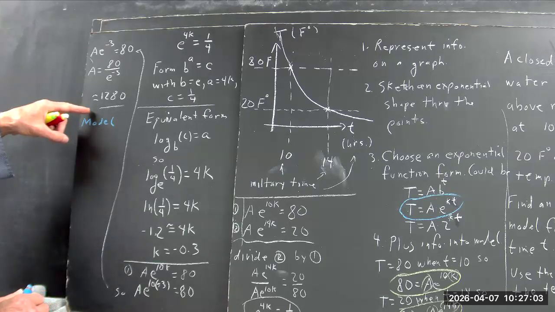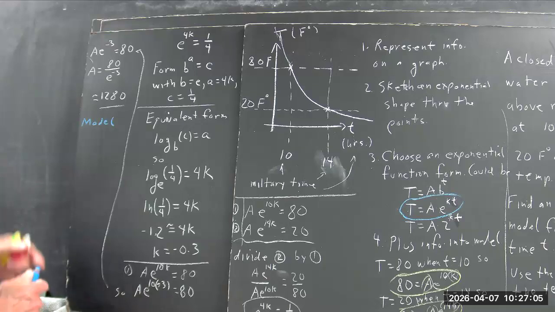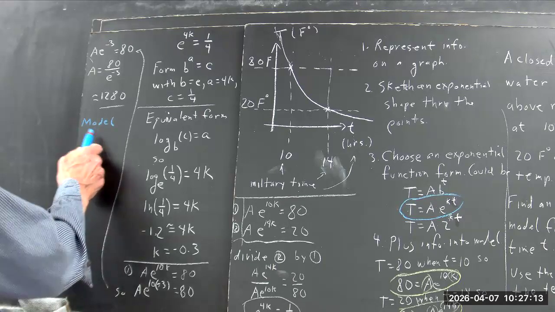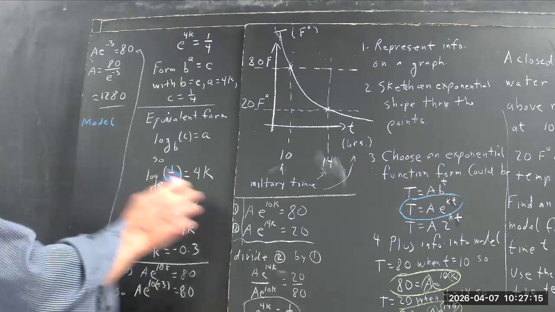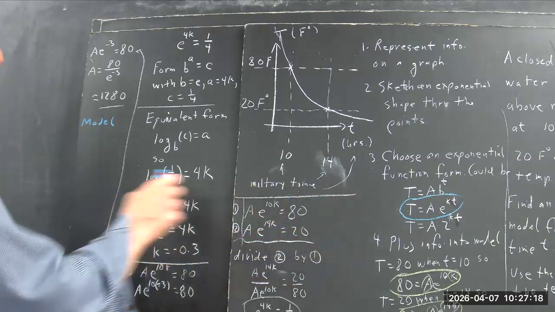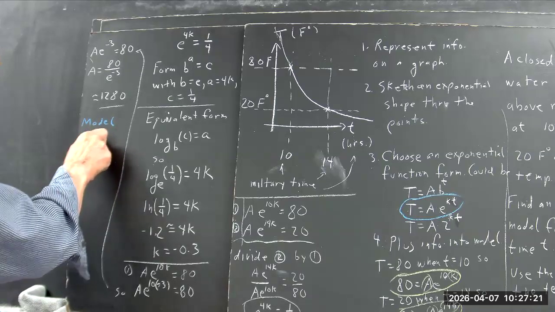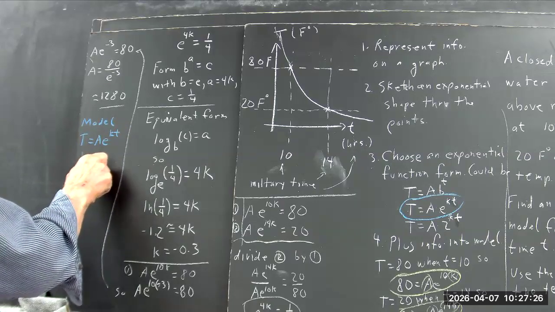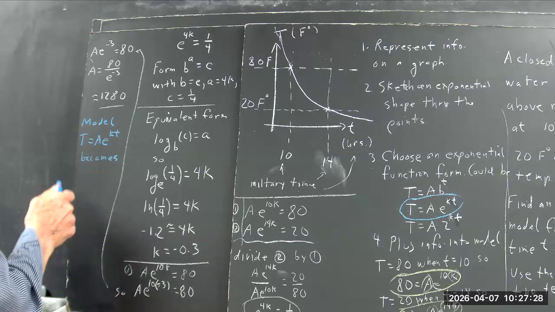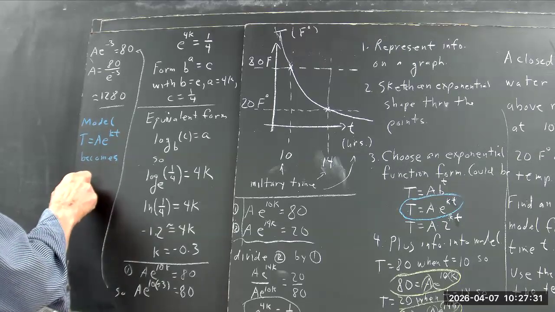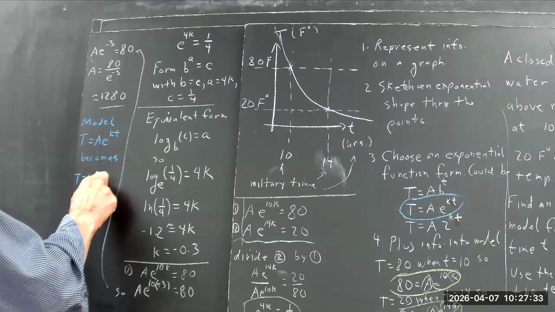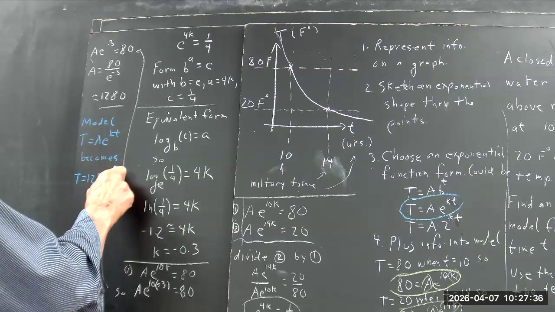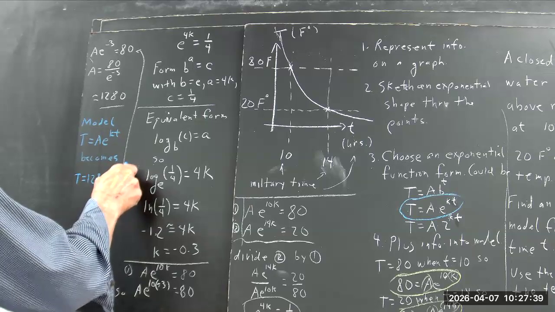If I'm inaccurate here, don't be too surprised. Okay, our model. Remember, our model is T equals a e to the kt. Becomes T equals a, which is 1280, e to the negative 0.3 t.